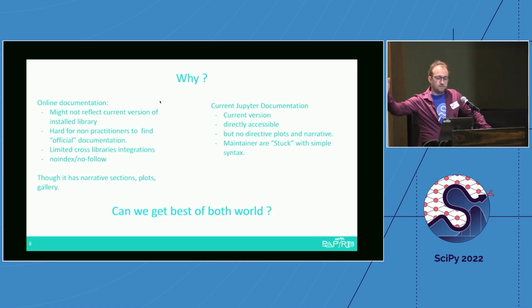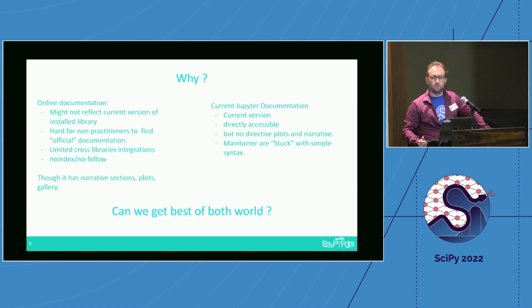And you have limited cross-library integration. You have intersphinx, but I think we can do better. But of course, you have nice HTML, which looks great. So that's really good. And with the current Jupyter documentation, you always get the current version because it pulls from the docstring. It's directly accessible. You don't have to switch to something else.